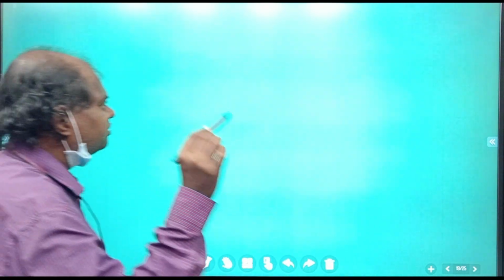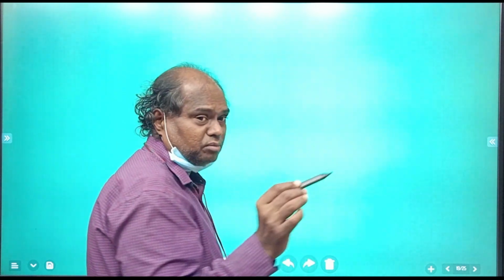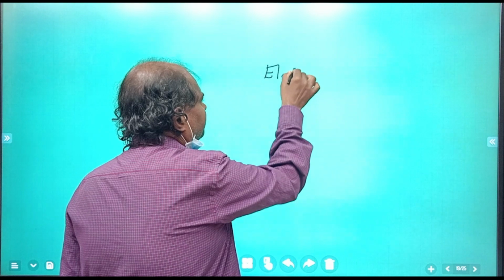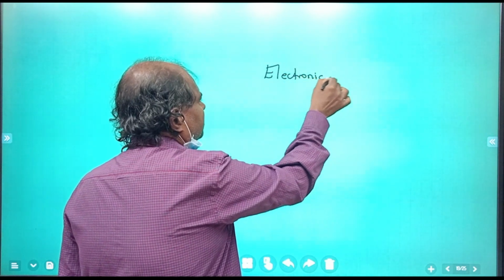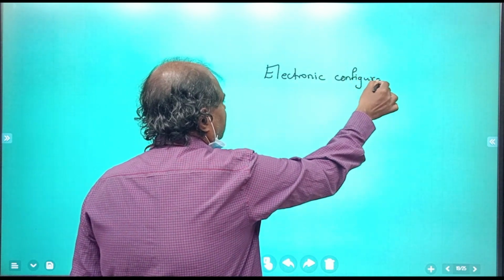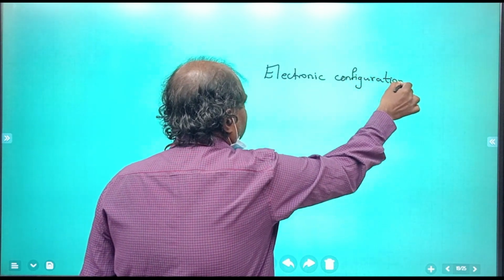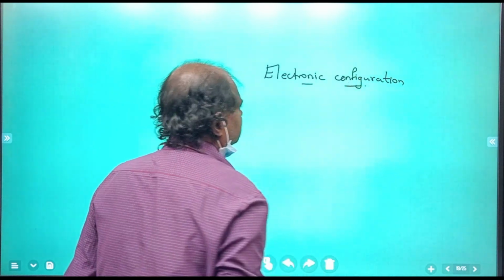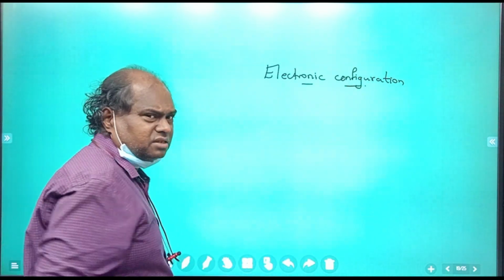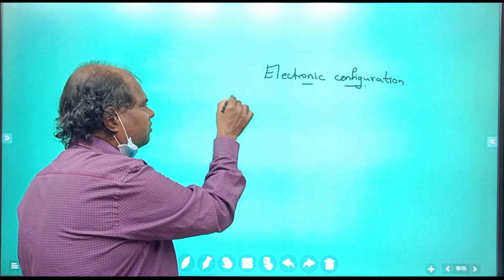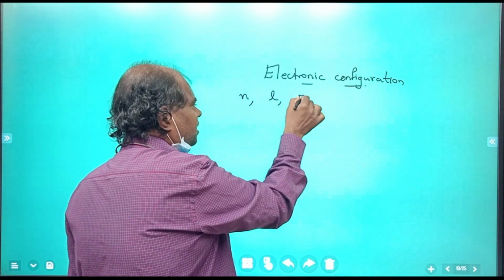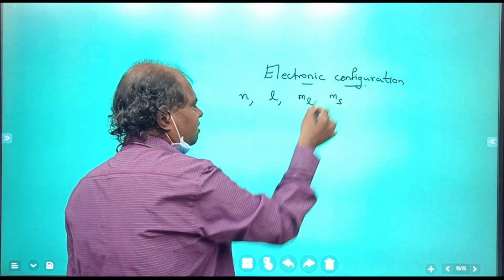Then students, the most important thing you should be knowing in this, very, very important, is you should be able to write the electronic configuration. This is something which I was telling you in the video class, in the Zoom class also, right? This is a part which is very, very important. I'll quickly revise it so that it will be very clear for you. There are 4 quantum numbers. What are the 4 quantum numbers? Tell me. n, l, ml, and ms.